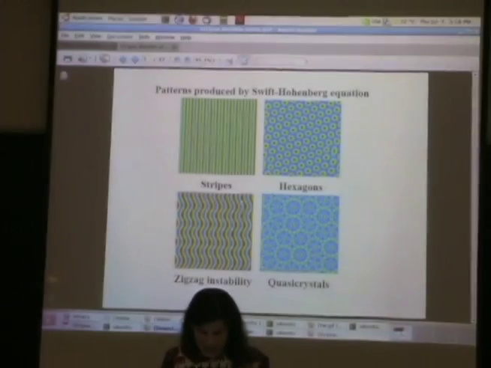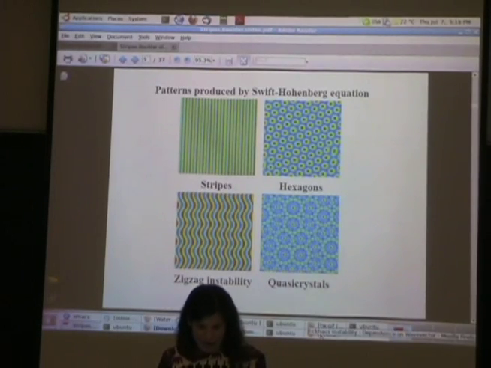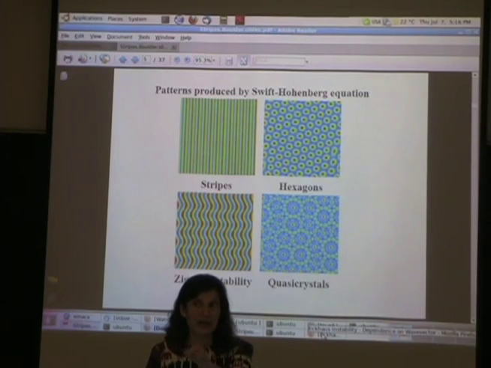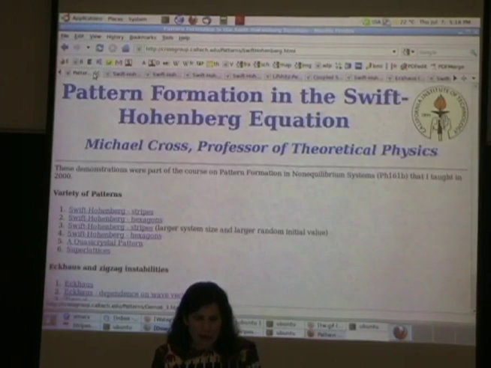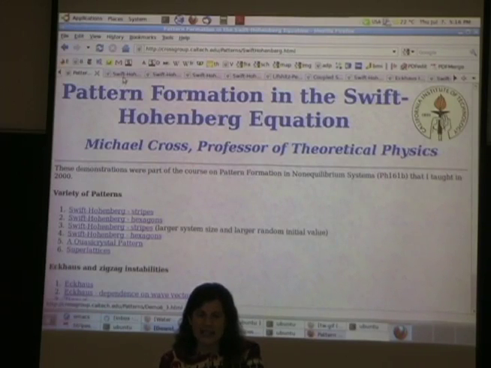As nice as that is, you may notice I cleared my screen, but it's not the text, it's not the text. I'll show you. It's that I was using the wrong software to show you this. Okay, this is an invaluable resource. This is from Michael Cross at Caltech, part of his course on pattern formation. He made some Java applets that simulate these equations, and I think they're wonderful.